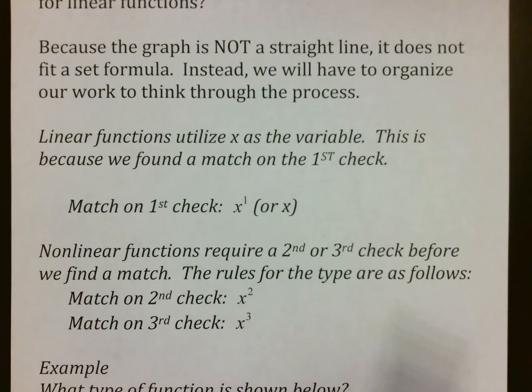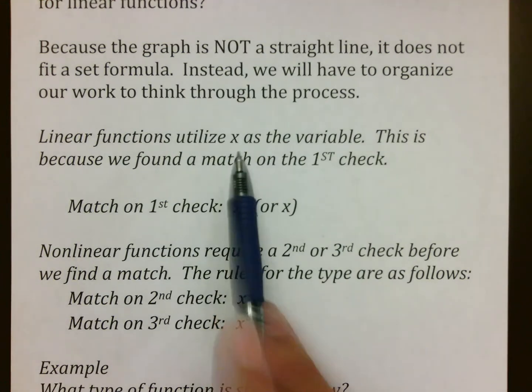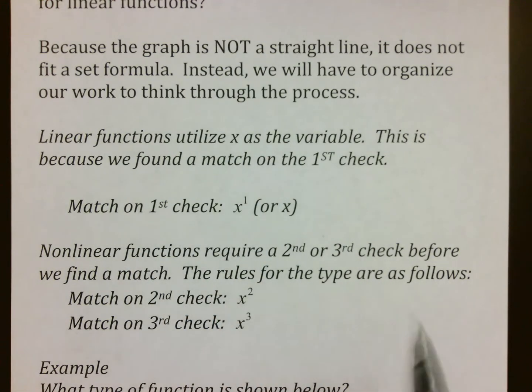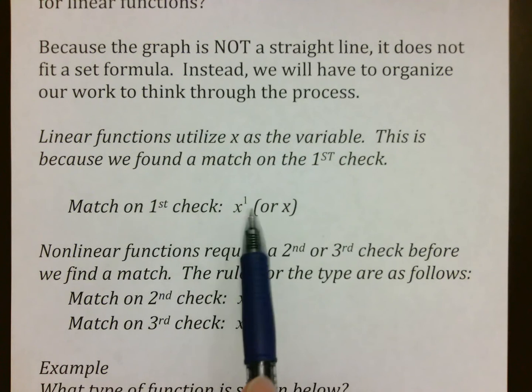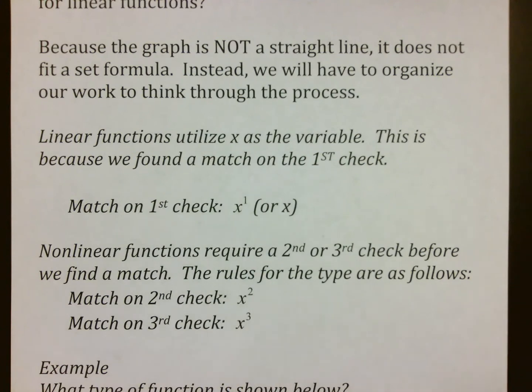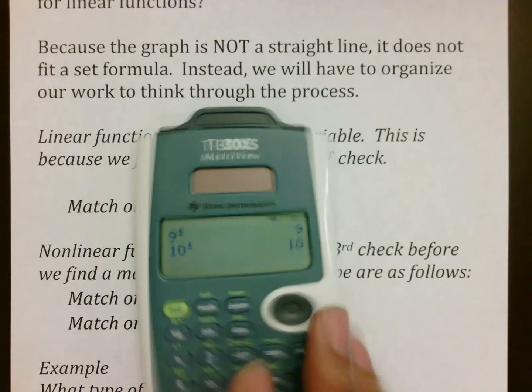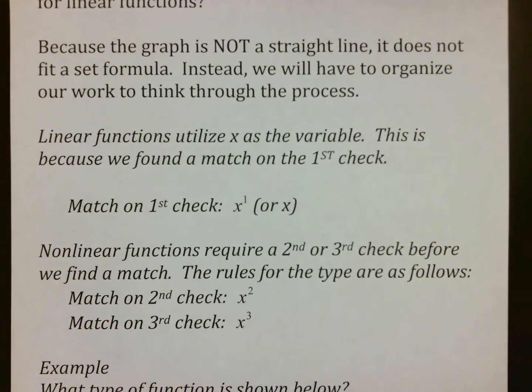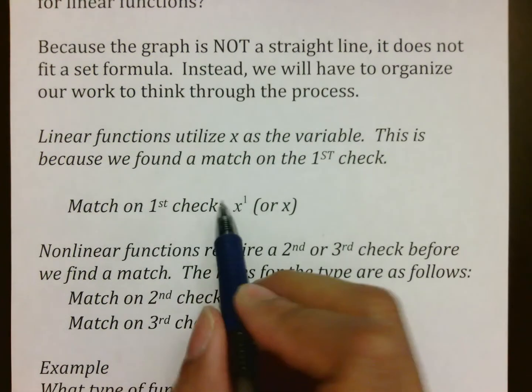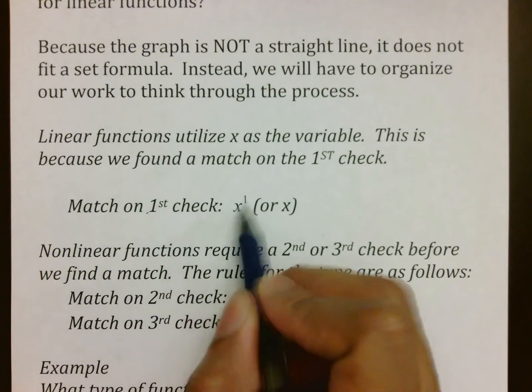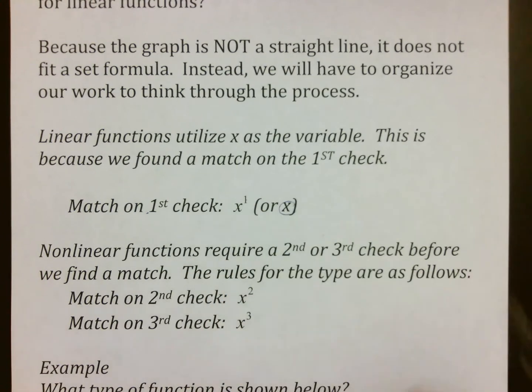Linear functions utilize x as the variable, and that's because we found the match on the first check. So a match on the first check is x to the first power, or x, because as you should know, anything to the first power is itself. So 9 to the first power is 9, 10 to the first power is 10, and so on. So x to the first power would just be x. And the reason we use x is because the first check means we're x to the first power, which is just a regular x.